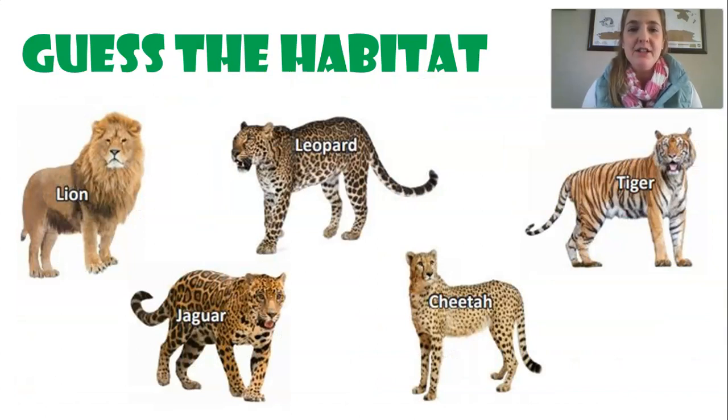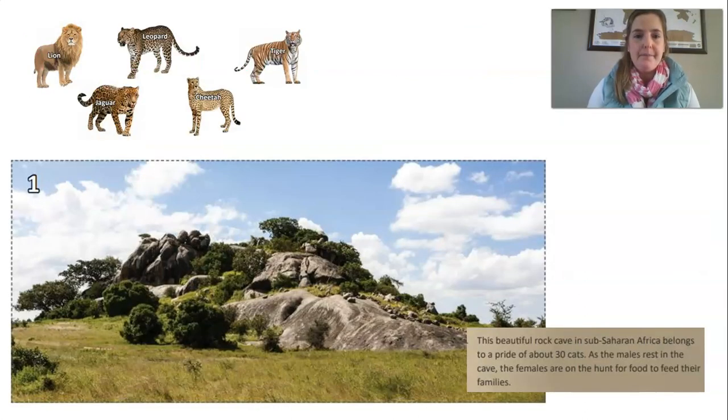Okay, let's look at these 5 animals and where they live. First one, what do we call this one over here? A lion. We've got a leopard, a jaguar, a cheetah, and a tiger. Now I'm going to show you a place where these big cats live. You must guess which one lives where. Okay, your options are lion, jaguar, leopard, cheetah, or tiger. Are you ready? Let's go.